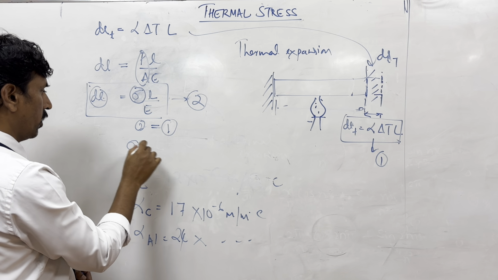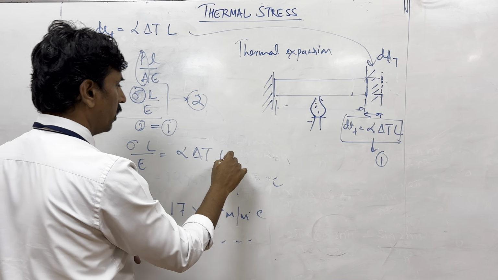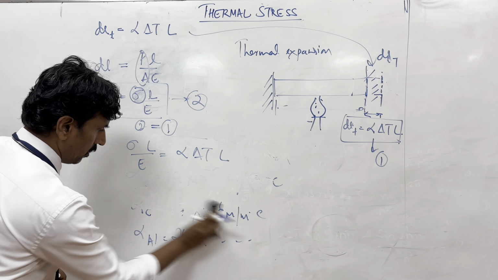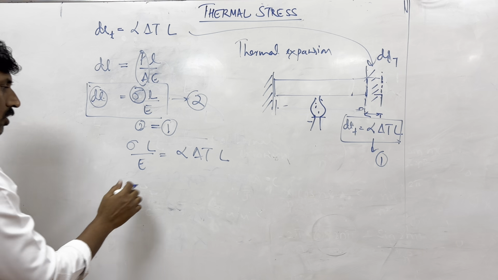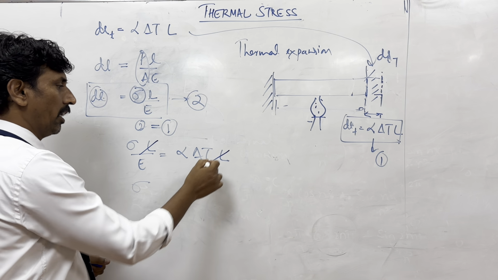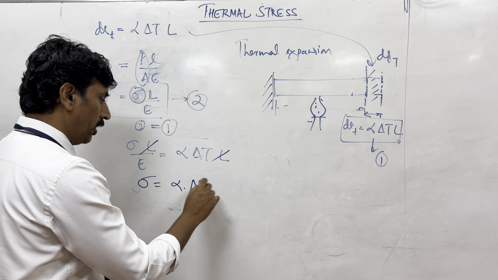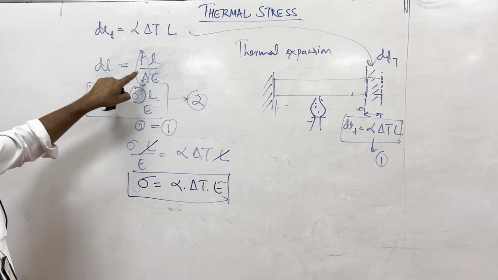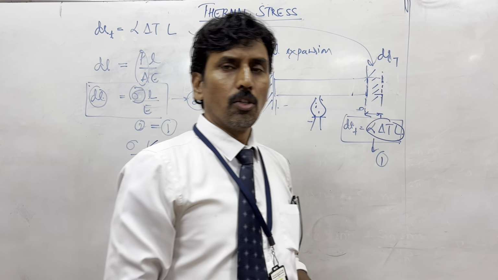So sigma L by E equals alpha into delta T into L. Then L and L cancel here, and what you are left with is sigma equal to alpha into delta T into E. You don't have to remember this equation, you just have to remember that you need to equate this to the restricted expansion.